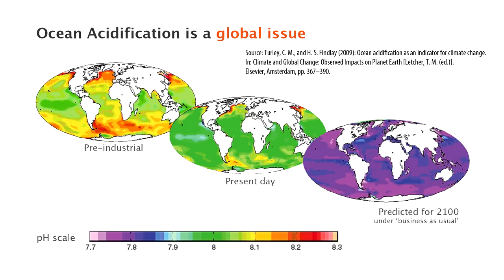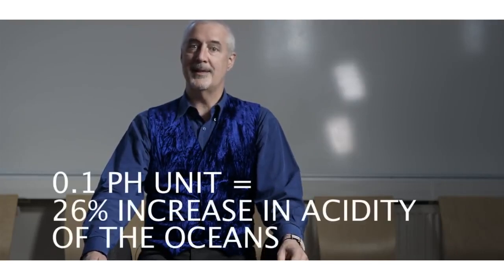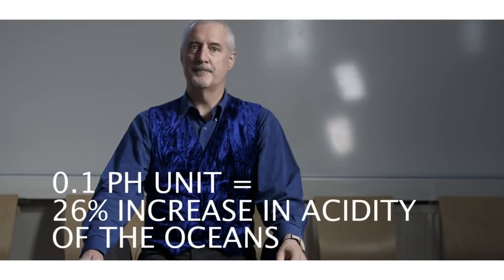And you can see in the pre-industrial case, most of the oceans were 8 or above in terms of pH. Present day, it's still around 8, but there are fewer areas which are above that. Predicted for the end of the century, you can't see any places at all with pH of 8. Now that doesn't sound like much, right? But keep in mind that a tenth, the 0.1 pH unit, is about a 26% increase in acidity of the oceans. So we're talking about a lot.